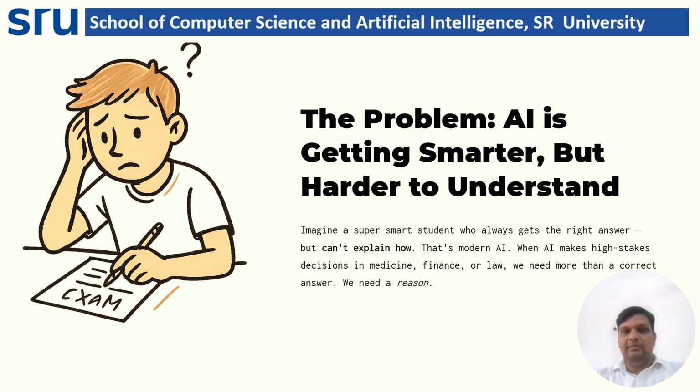The problem: AI is getting smarter but harder to understand. Imagine a super smart student who always gets the right answers but can't explain how. That's modern AI. When AI makes high-stakes decisions in medicine, finance, or law, we need more than a correct answer. We need reasons.